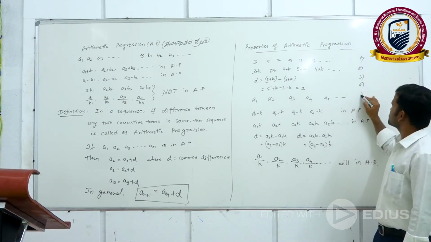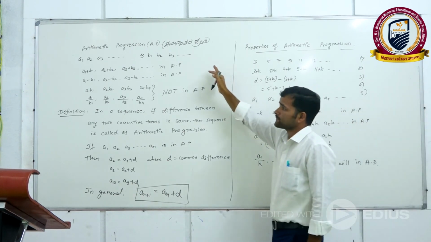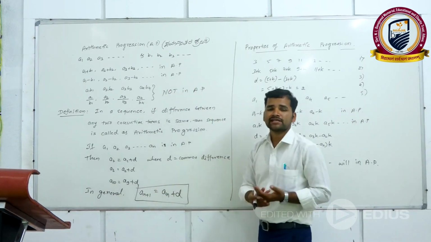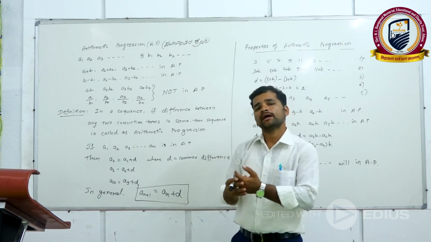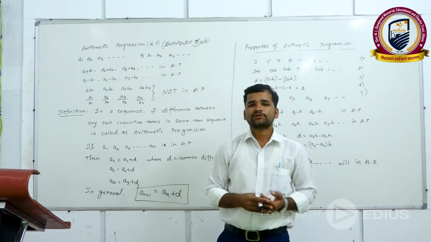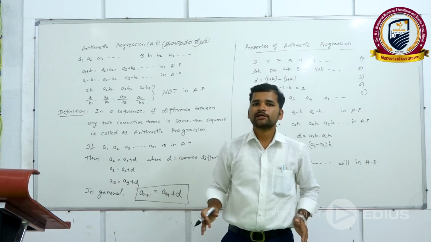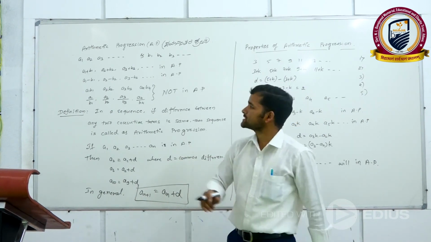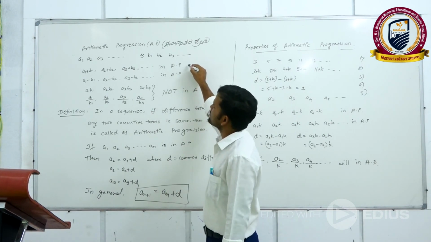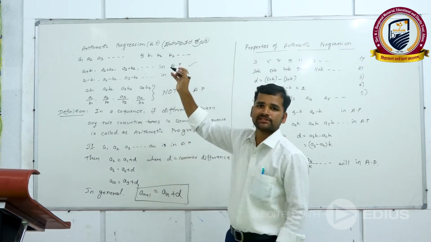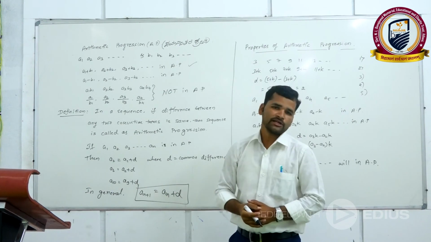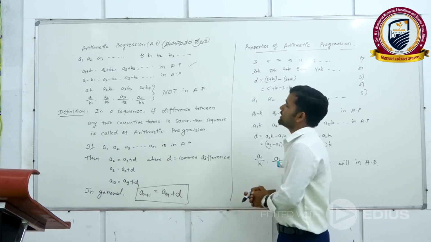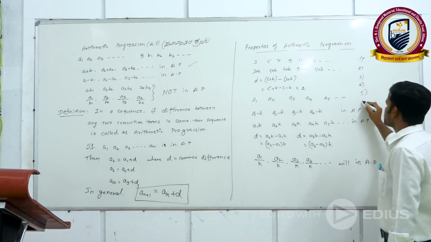Coming to the fifth property, I have explained it here. How will you write? If a1, a2, a3 so on, and b1, b2, b3 so on are two arithmetic progressions, then addition of corresponding terms, that is a1 plus b1, a2 plus b2, a3 plus b3 so on will be in arithmetic progression. That too will be in arithmetic progression, you can write that as the fifth property.